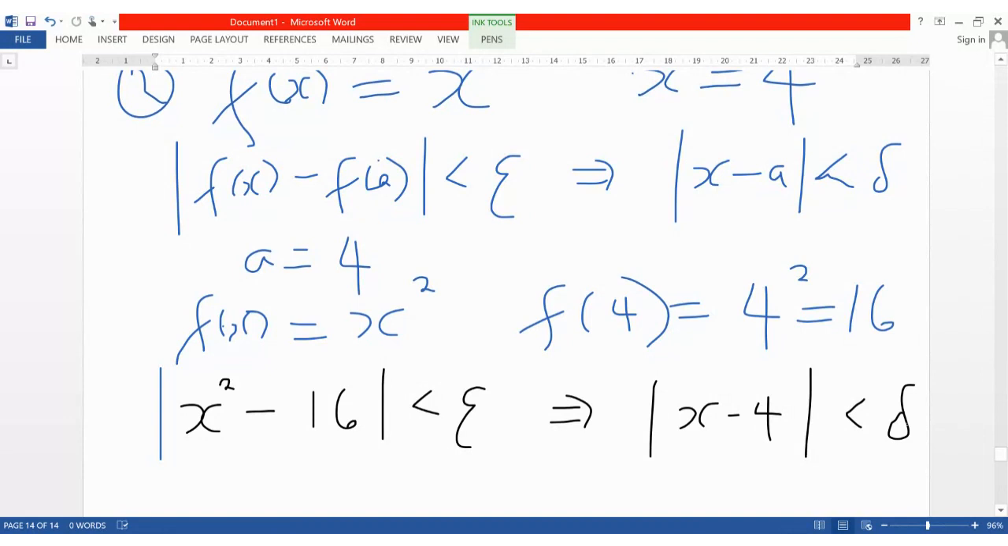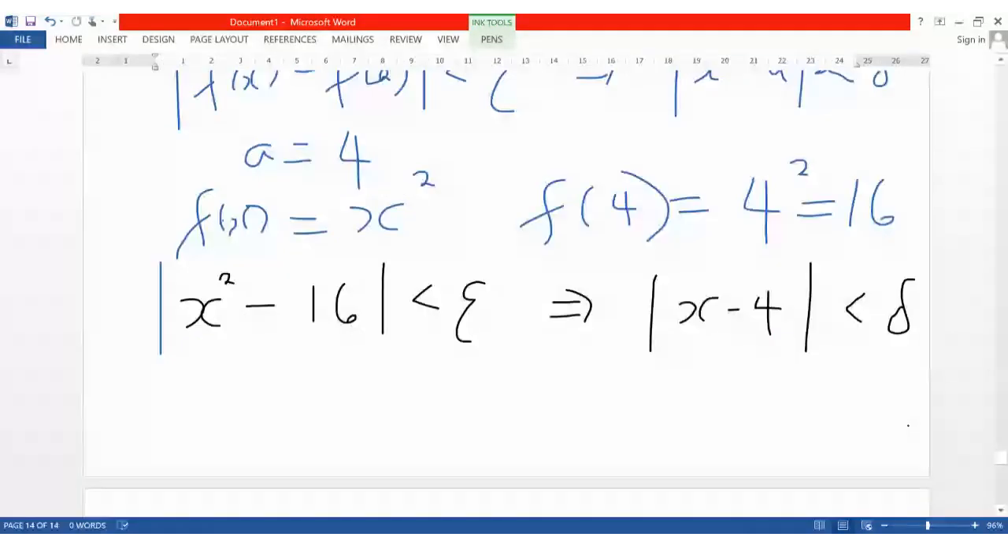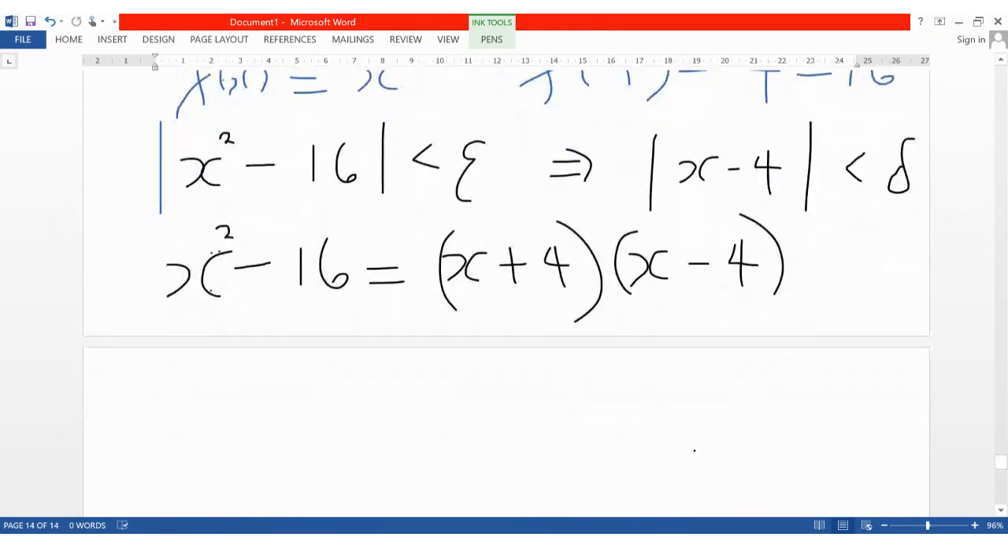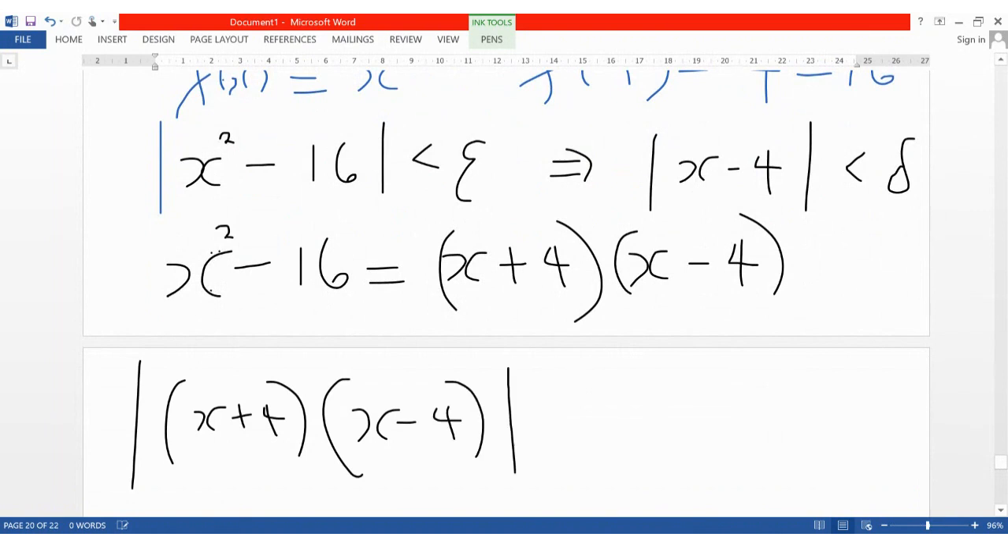So that is my main task. So check this one out. This one is a difference of two squares. This one is very famous. Can be given as x plus what? 4. X minus 4. It is very close. It is a difference of two squares when you have a minus. So you can now have x plus 4 and then x minus 4 less than epsilon.